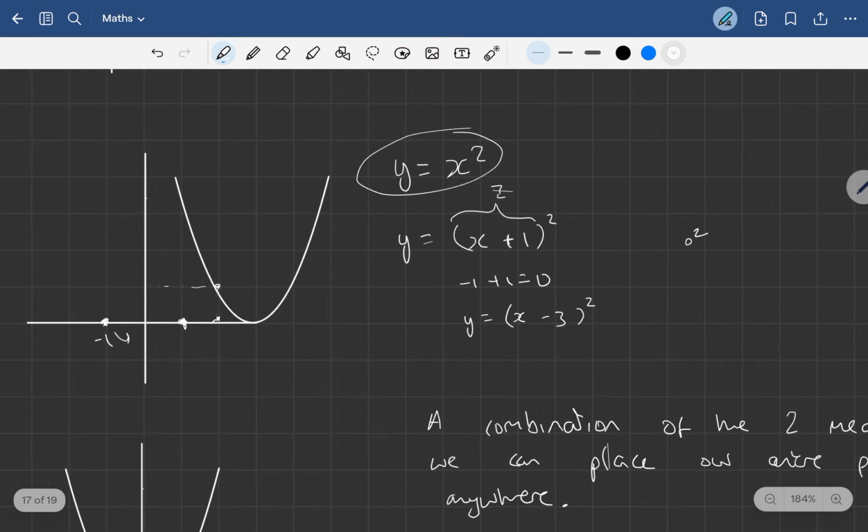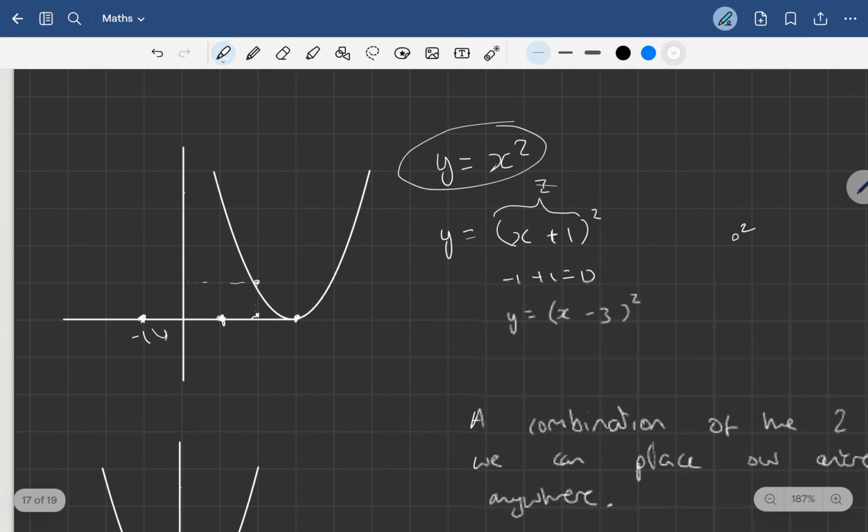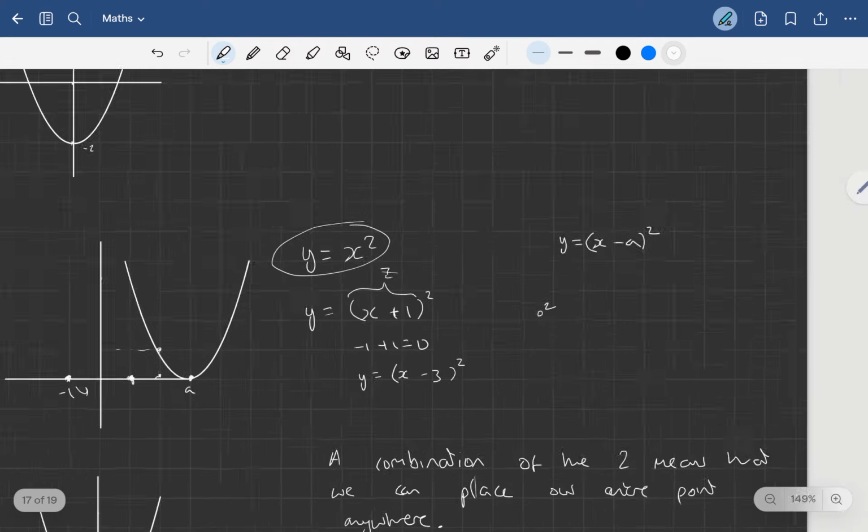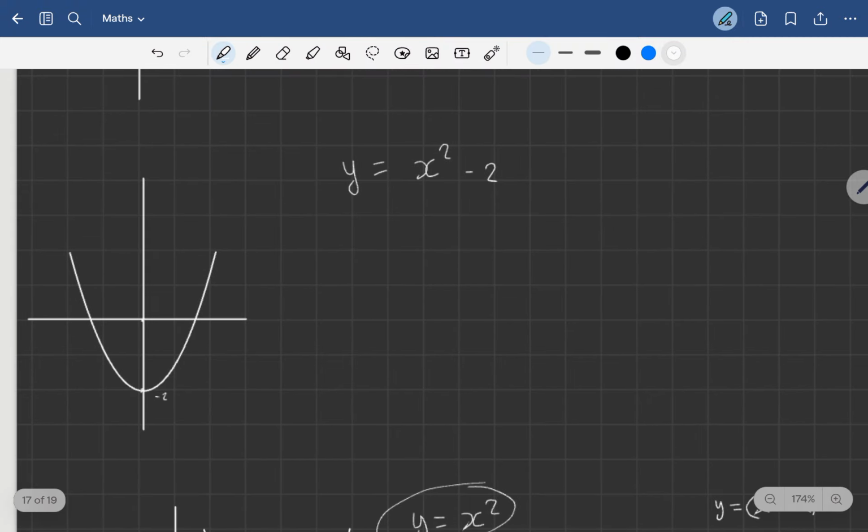Okay? So wherever the center point is, say it's labeled as A, the curve would be y is equal to (x minus A) squared. And for changing along the y-axis, say we're starting at, actually no, sorry, C. So we're starting at point C. The curve would be y is equal to x squared plus C.